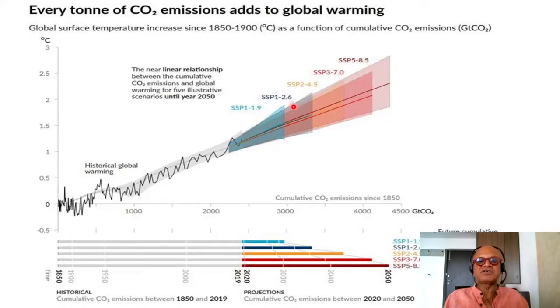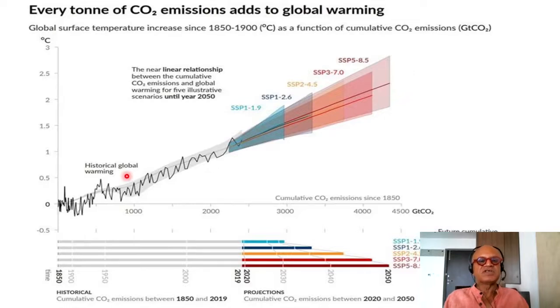And then you have various other scenarios that provide various other levels of radiative forcing, and SSP1 to 5 have various details in them in terms of how technology will change, how population will change, what kind of policies will be adopted, what kind of governance, what kind of sustainability goals will be set by the global community and each player at state level, for example, and so on. So the near linear relationship between the cumulative CO2 emissions and global warming for 5 illustrative scenarios until 2050.